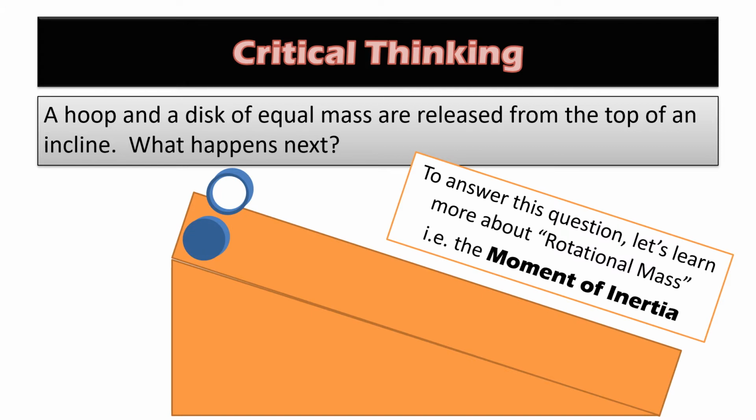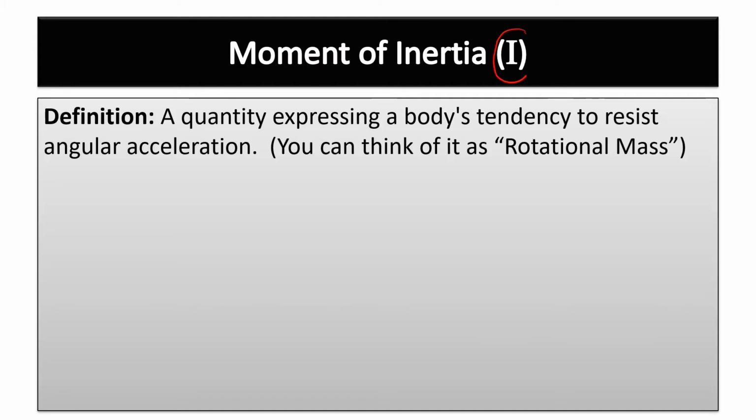How do you handle that different orientation of different rigid bodies? It's by studying the moment of inertia. We use a capital letter I to represent the moment of inertia. Think of what we know about inertia as I read the definition. It says a quantity expressing a body's tendency to resist angular acceleration. You can think of it as rotational mass, because we said that mass is a measure of inertia. As a reminder, do you know Newton's first law? An object in motion stays in motion with constant velocity in a straight line, and an object at rest tends to stay at rest unless acted upon by a net external force, which would cause that acceleration.